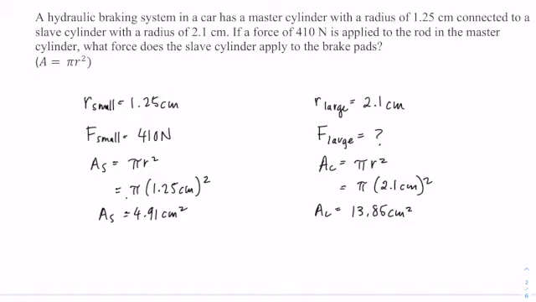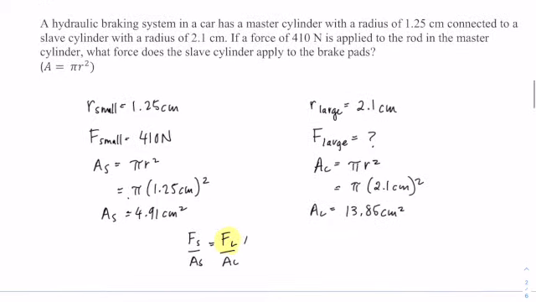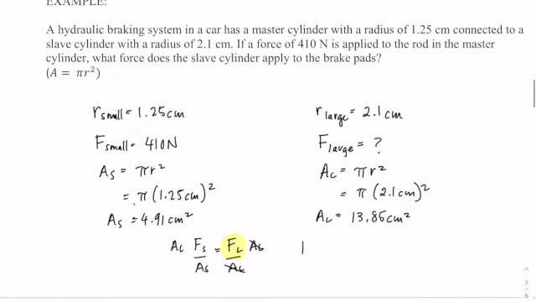So let's set up Pascal's equation, which states that Fs over As equals Fl over Al. And we want to get this guy by itself. So we're going to multiply both sides by Al. If we do, these two cancel out, and we're left with the force on the large cylinder is equal to the area of the large cylinder times the force of the small cylinder divided by the area of the small cylinder. So we can punch this in.